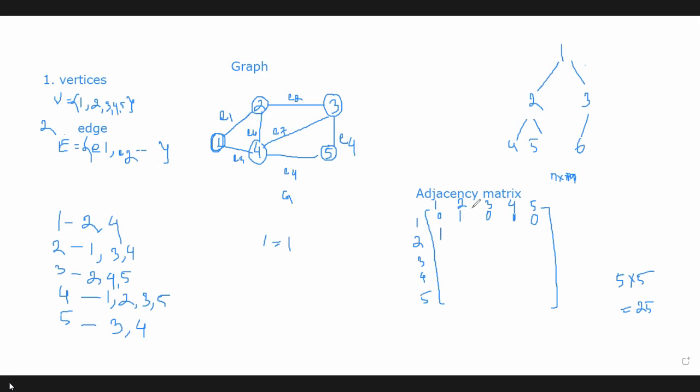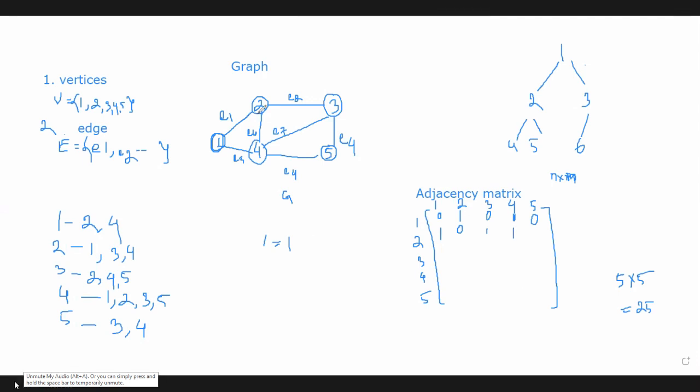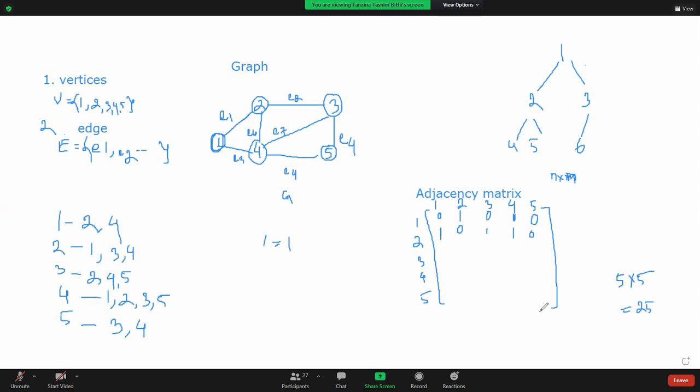The next one is 2, 2. That means the starting node is 2 and the end node is 2. Is there any loop here? No. So they are not adjacent nodes, 0. Now the next one is 2 and 3. Starting node is 2 and end point is 3. So there is an edge E2. So they are adjacent nodes. What about 2 and 4? There is an edge between 2 and 4, so they are also adjacent nodes. The last one is 2 and 5. There are no edges between these two nodes, so they are not adjacent nodes.